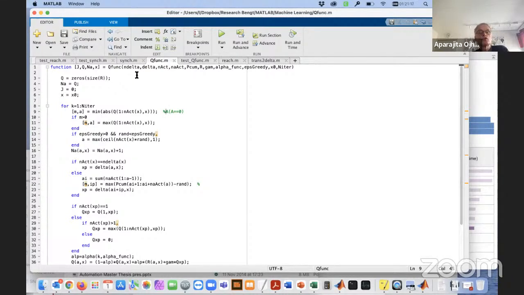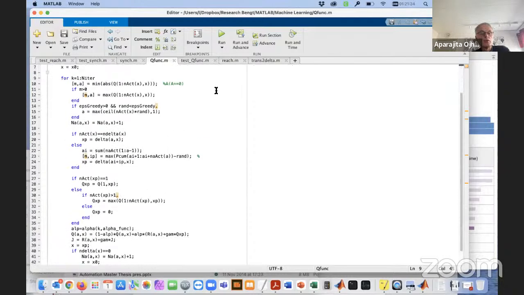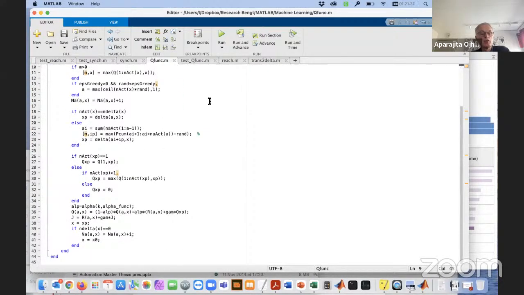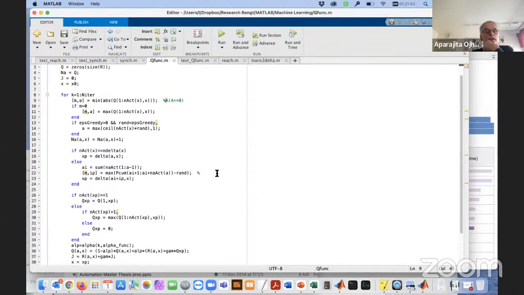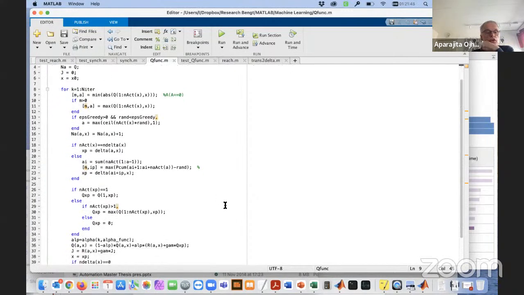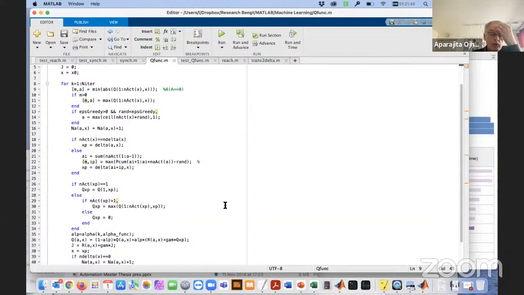Of course, since this is a simulation, we also need to have the delta function in the simulation, and the result of this is that we generate the Q function. So, in the Q function, we rely on the simulations of the delta function.